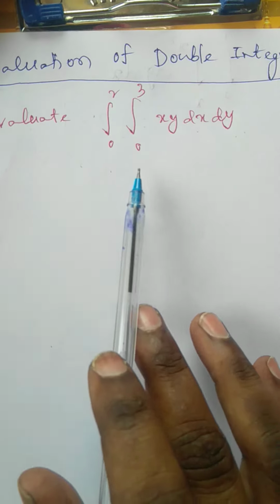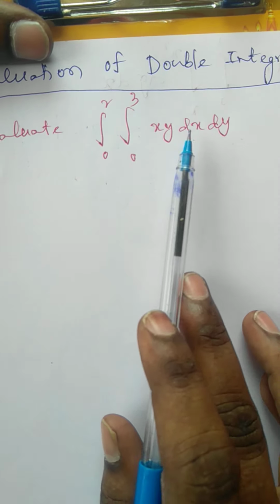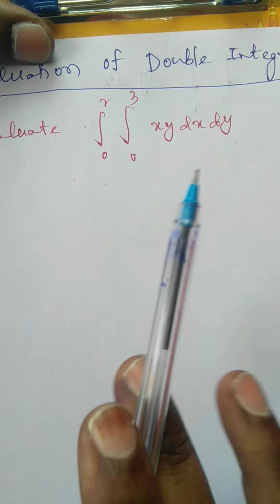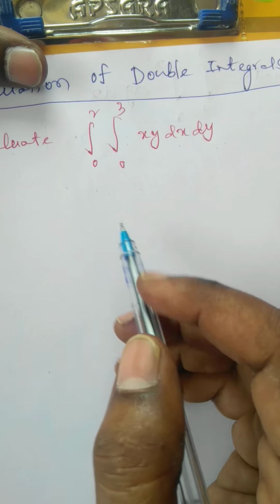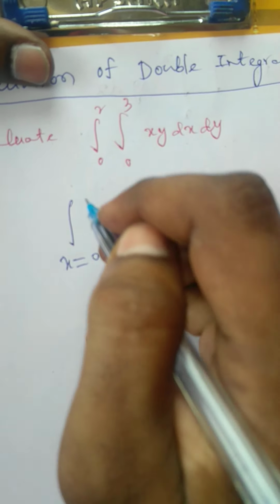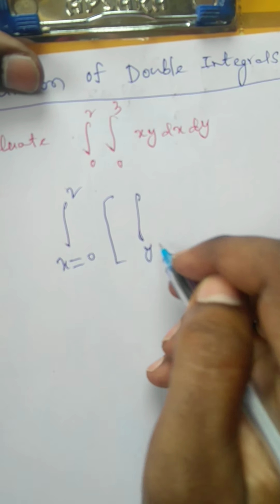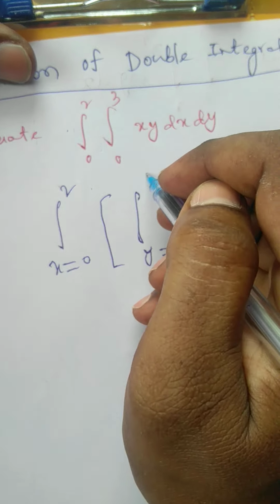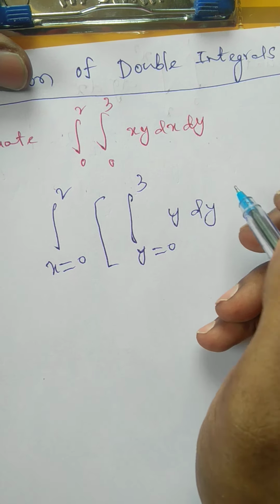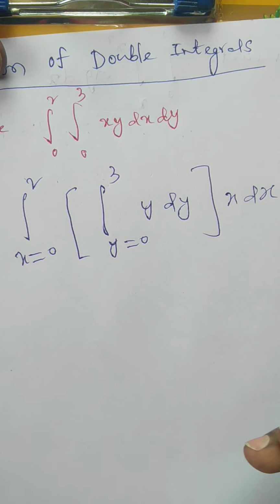Means you can follow any order, you can integrate with respect to x, then with respect to y, or with respect to y and then with respect to x. That's what. If the limits are constant, you can follow any order of the integration. So here I'm first fixing the limits. x equals 0 to 2, right? And y equals 0 to 3. First I'm trying to integrate with respect to y. y dy into x dx, right?